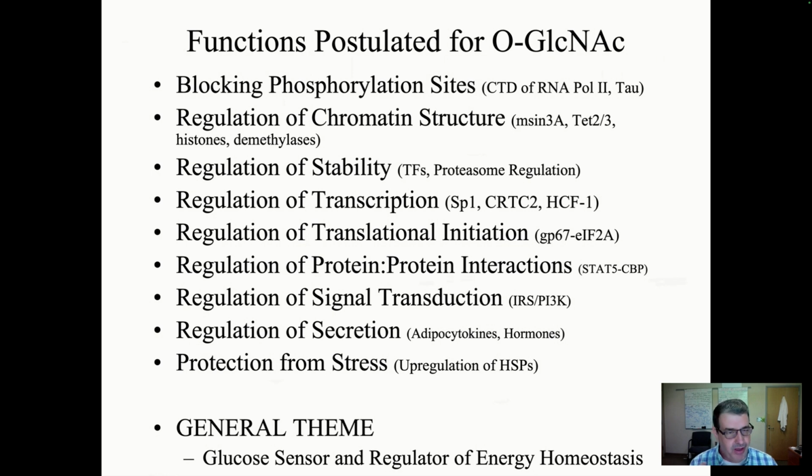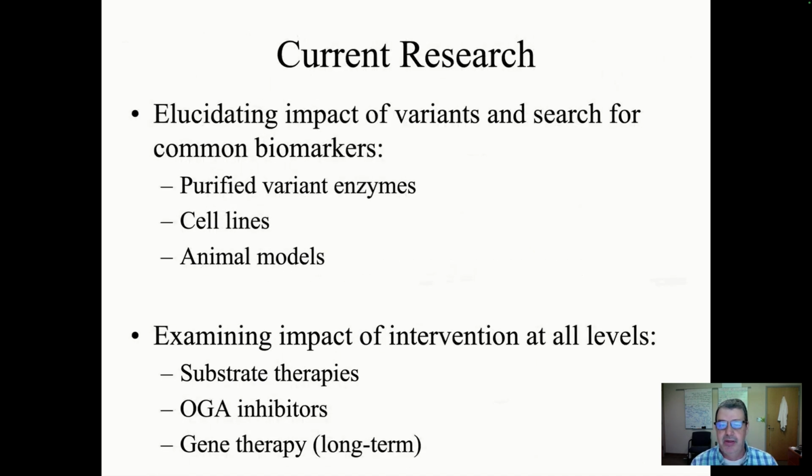And in general, people tend to think about O-GlcNAc as a glucose sensor and regulator of energy homeostasis. So it's a way to know how much energy the cell has, and that affects the cell's response to different stimuli. That's kind of the overarching theme. The problem is we have thousands of proteins that get modified by O-GlcNAc, and so are there key ones that are responsible for what we observe in the X-linked intellectual disability syndrome? That's one of those $1 million questions we would really love to know the answer to.